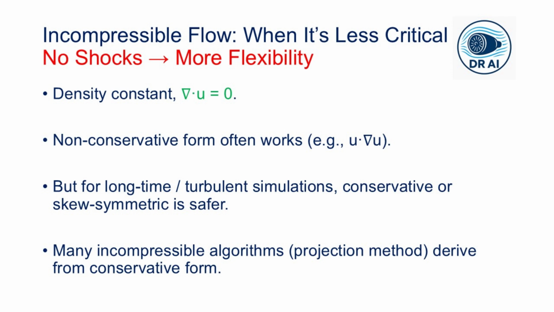So far, I have emphasized the conservative form for compressible flows, like those with shocks. But what about incompressible flows, like water in a pipe or air around a car at low speed? Here the situation is very different. In incompressible flow, the density is constant. The continuity equation reduces to the divergence of u equals zero. There are no shocks because the speed of sound is infinite. Information travels instantly, and the pressure adjusts to keep the flow divergence free.